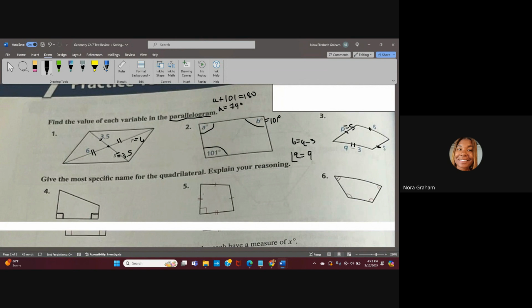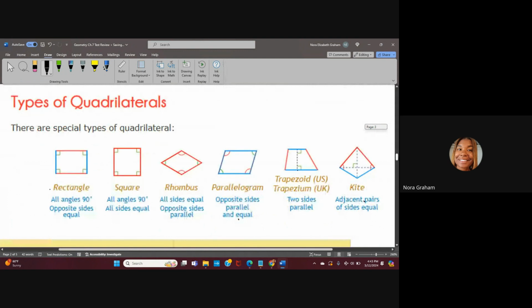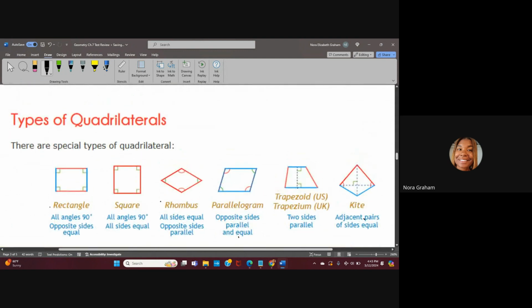For this one, we kind of want to see what kind of quadrilateral it looks like. I noticed that for number 4 I'm focusing on, it has 2 90-degree angles, right? Let's go back down to my chart. I want to look for something that has at least 2 90-degree angles. This doesn't have any 90-degree angles, so I know it's not going to be a rhombus. I know it's not going to be a parallelogram because parallelograms don't have 90-degree angles.